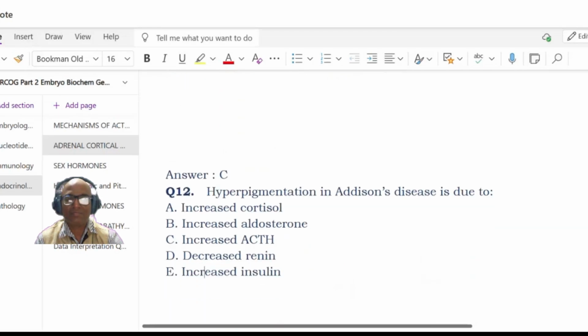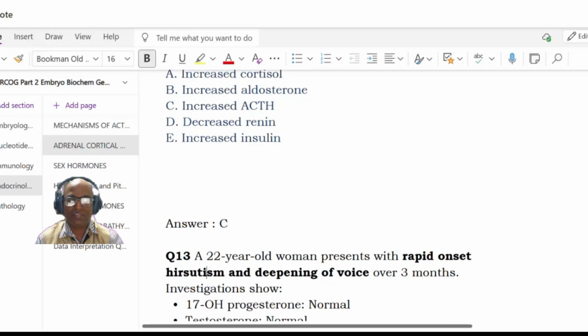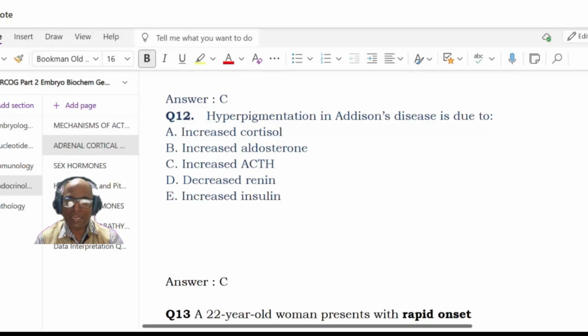Next. Hyperpigmentation in Addison's disease is due to increased MSH level, or is it due to increased aldosterone level? Option B, sir? No, it is increased ACTH level, which has an effect similar to MSH. Addison's disease is an adrenal insufficiency.